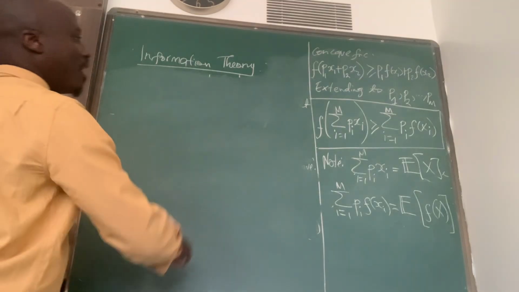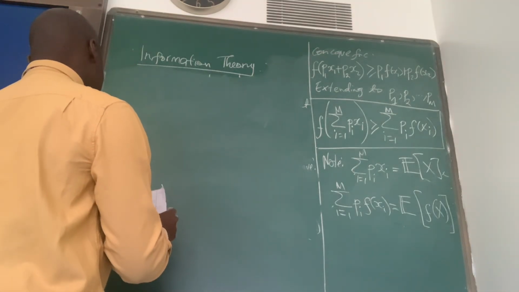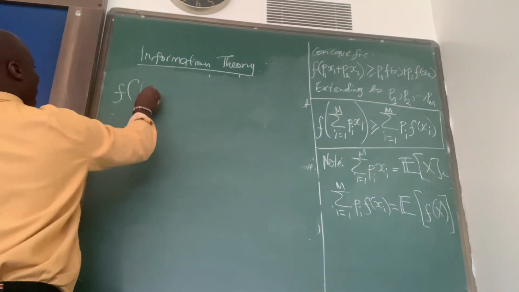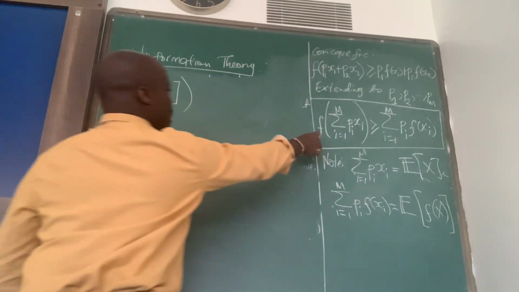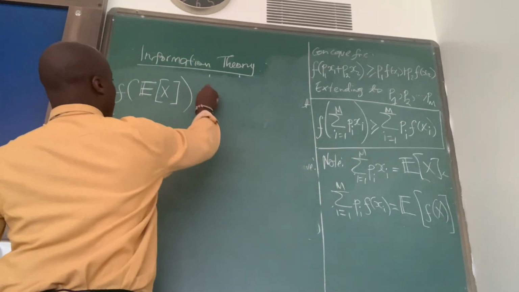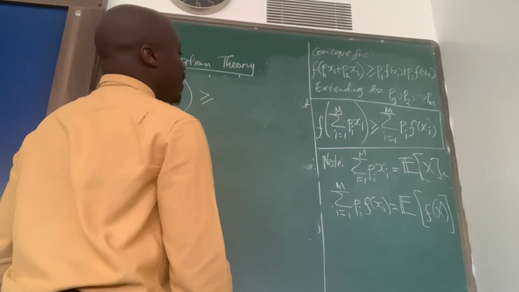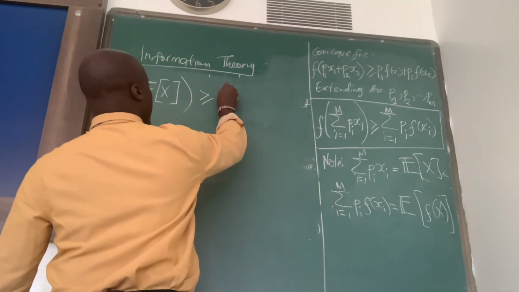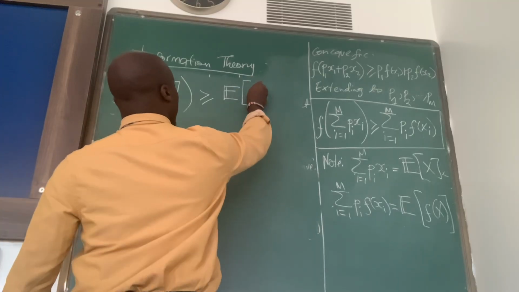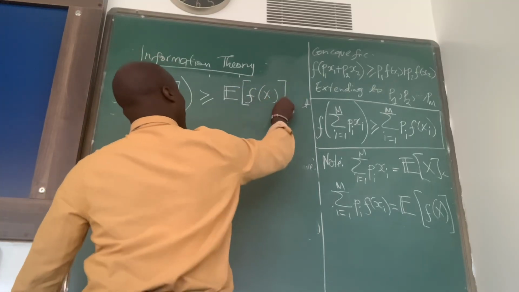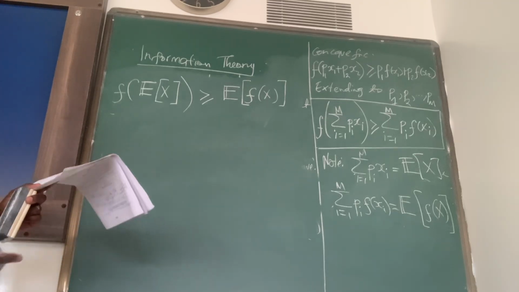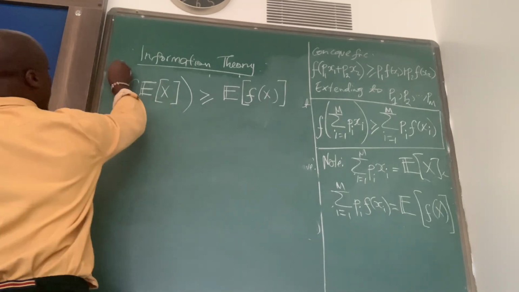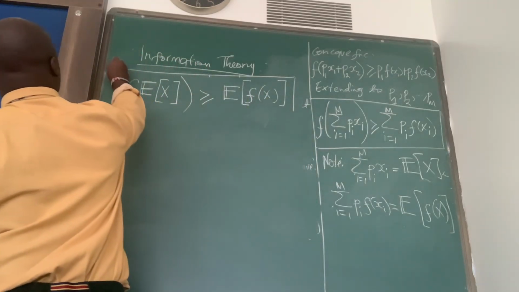So we can say that the function of expectation of x, because that's this part, is greater than or equal to the expectation of the function of x. And this is probably one of the most important inequalities in your life as a communications engineer, or even as just a scientist. This one here, we call it Jensen's inequality.